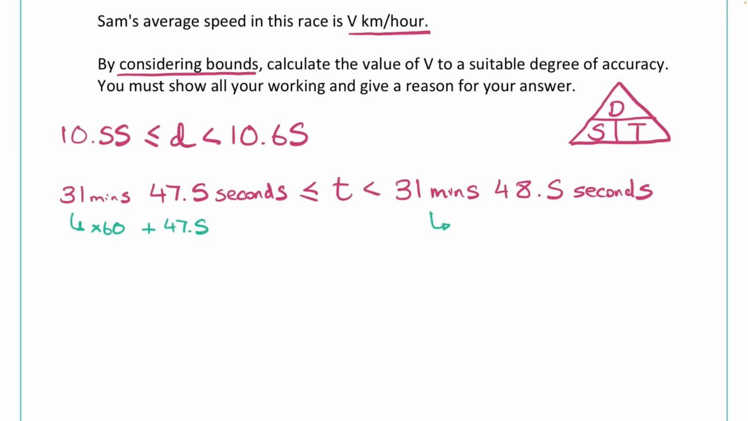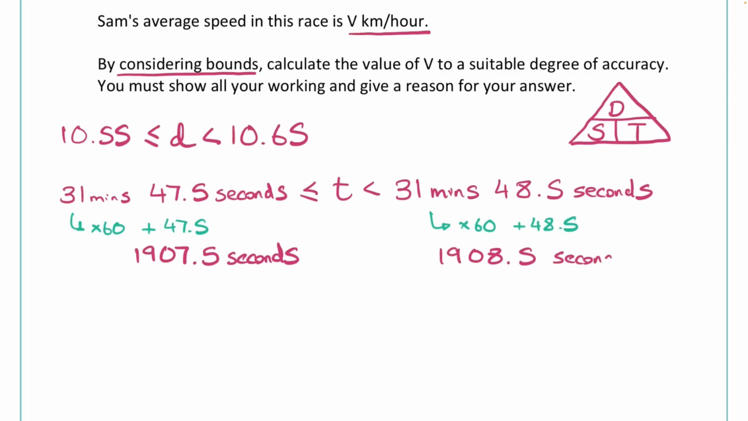I'm going to do the same on this side. Again, there might be other ways that you spot here that you can use. I think this is quite a nice logical approach though. So adding the 47.5: 31 times 60 is 1,860 plus 47.5, all on the calculator, and that comes out as 1,907.5 seconds. For the right, we have 31 times 60, of course, because there's 60 seconds in each minute, and then add 48.5, and that comes out as 1,908.5 seconds. So they are the bounds there in seconds.